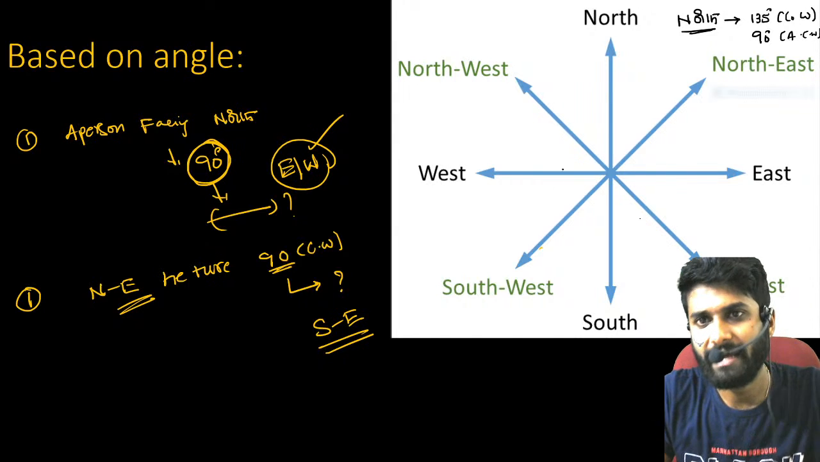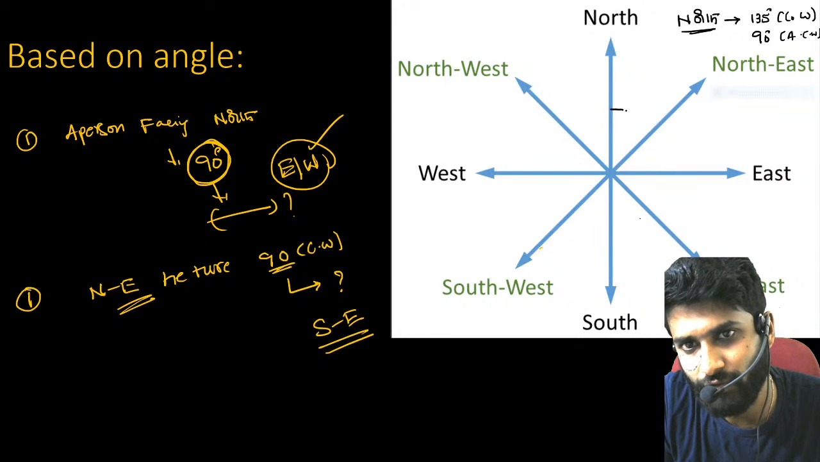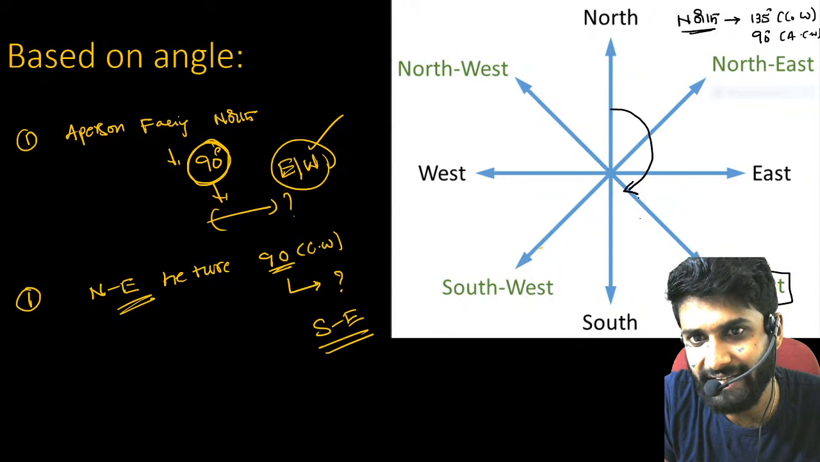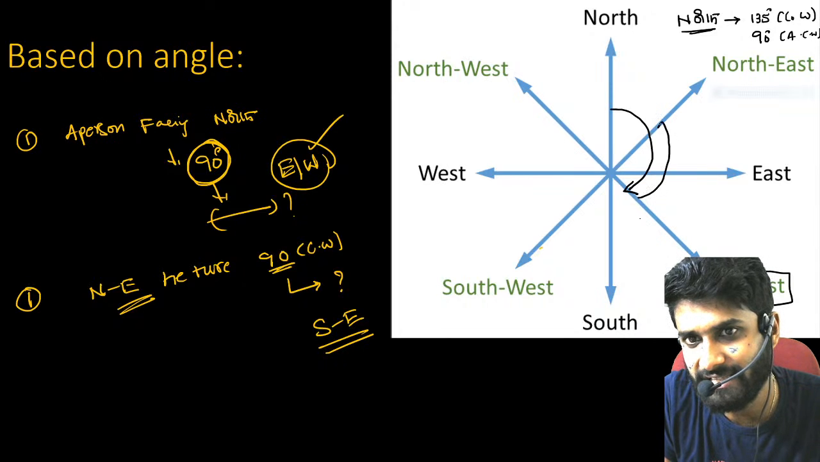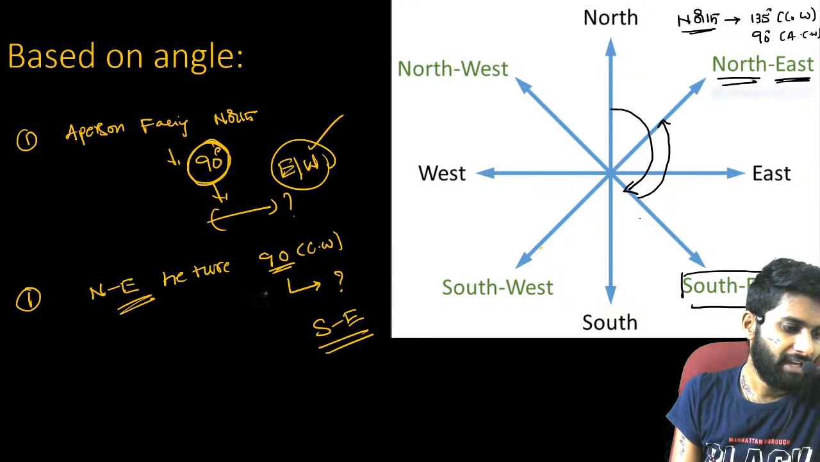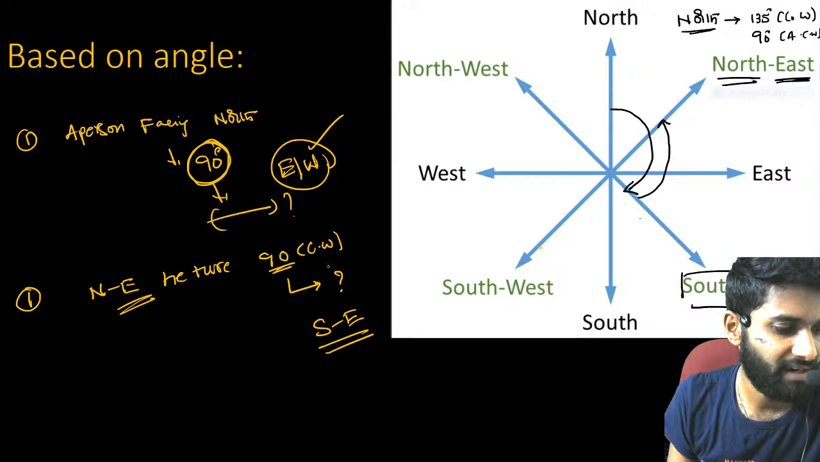Now, if you go with the diagram base, first of all north to the 135, the answer is southeast. From here to here, he turns again 90 degrees anti-clockwise. Now it becomes northeast. But if you go with the diagram, it takes time. If you go with the diagram, definitely it takes time.